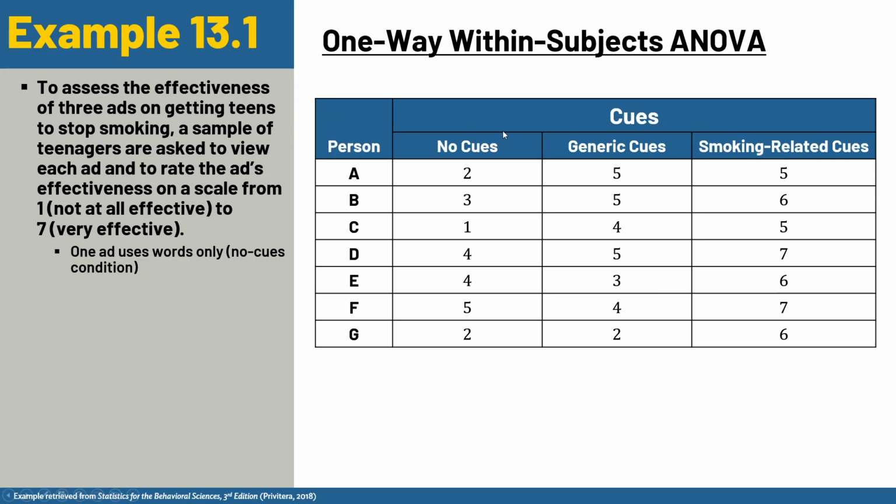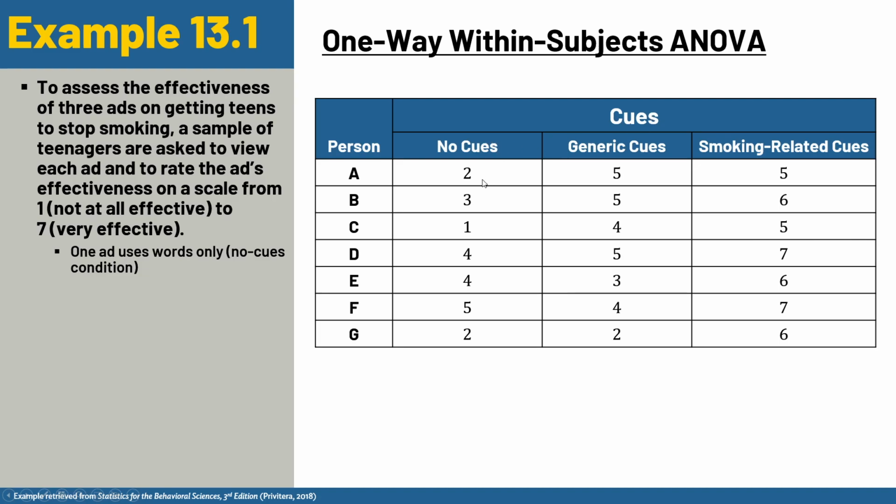You can see we have a few different conditions. So one ad uses words only, the no cues condition. So you can see that right here. And our participants, you can see we have, what is that, 1, 2, 3, 4, 5, 6, 7. We have 7 participants. And you can see that each person viewed all 3 of the ads, right? And we're categorizing those ads according to cues.